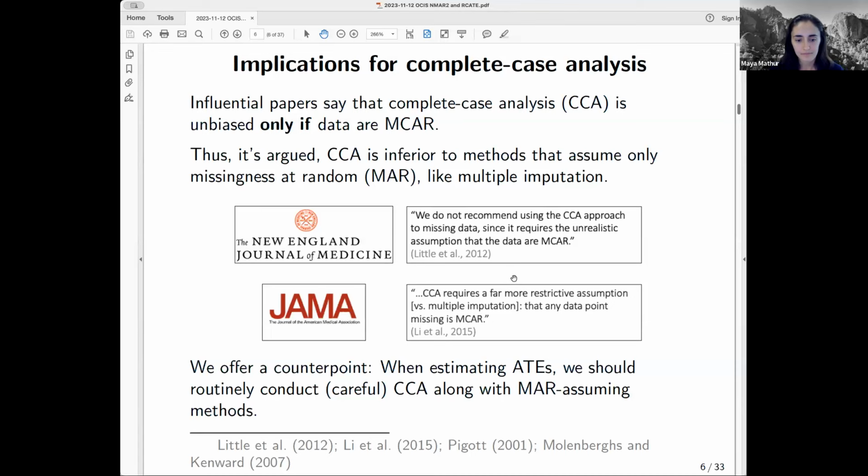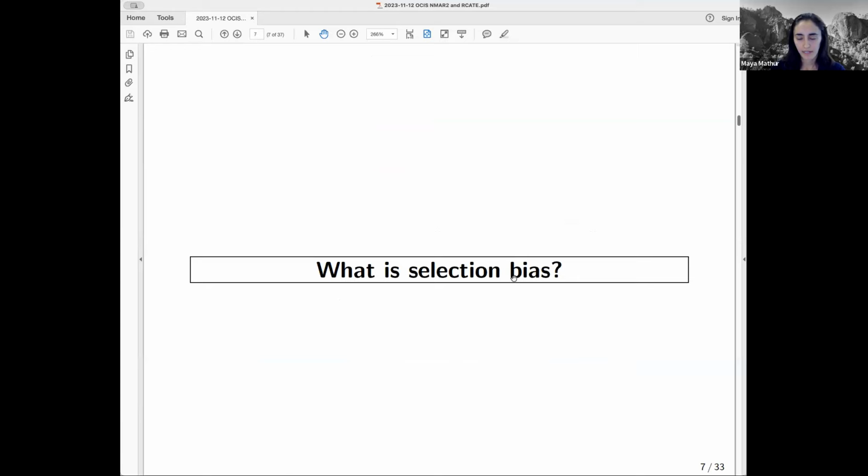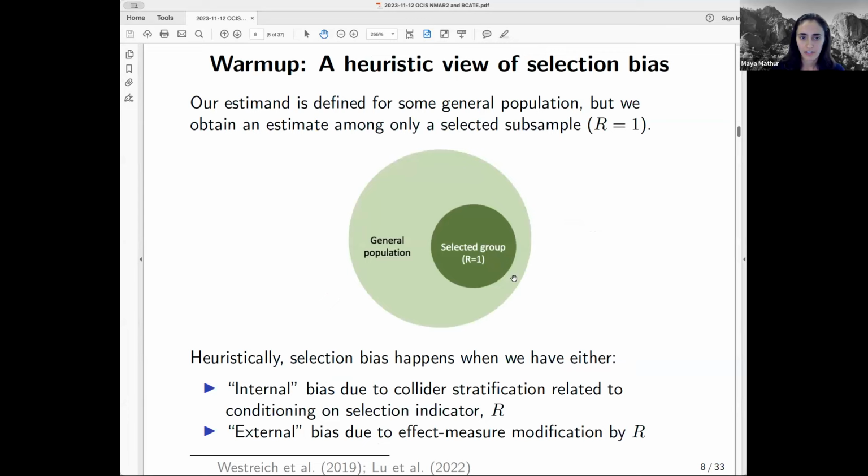All right, so what do I mean more specifically by selection bias? Well, first of all, heuristically, we're just talking about a situation where our estimand is defined for some general population, but we obtain an estimate among only a selected subsample denoted by the indicator R equals one. And so there's been some recent interesting work which tries to, at least heuristically, parse selection bias into two different sources. Let's talk first about external bias.